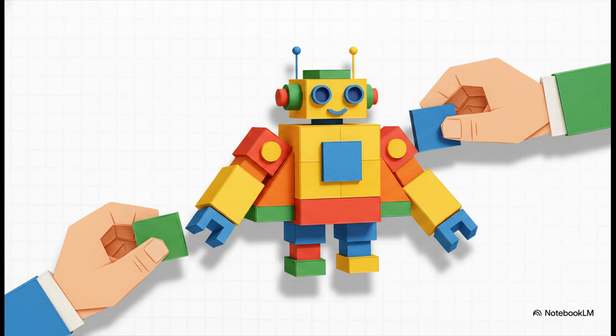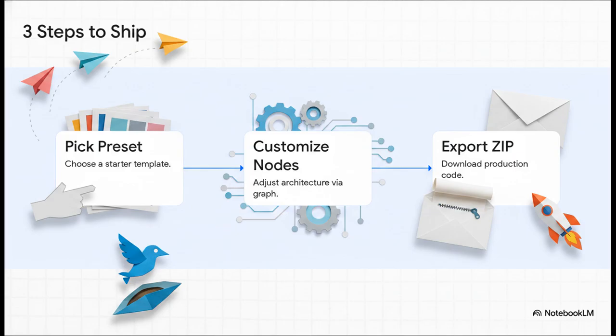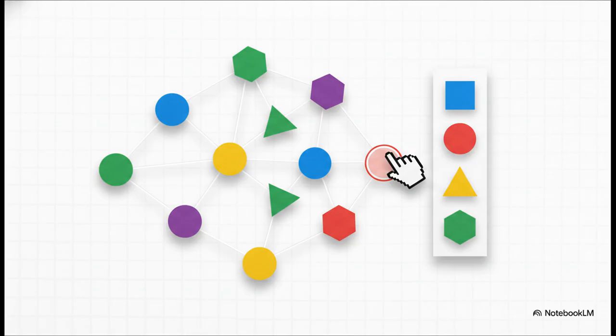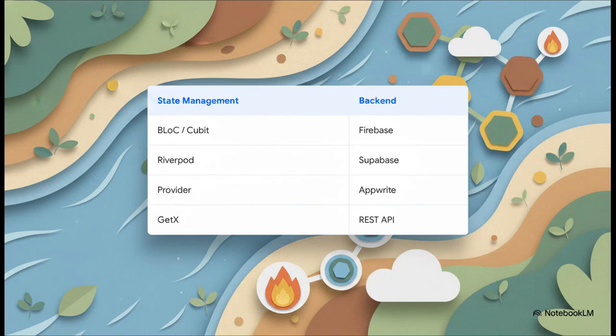But crucially, starting super fast with a preset doesn't mean you sacrifice an ounce of flexibility. It actually boils down to 3 incredibly simple steps to get your app shipped out. Grab a preset, then use the drag and drop canvas to effortlessly swap out major architectural pieces. You literally just visually configure your dream stack, like pairing Riverpod state with a Firebase backend.